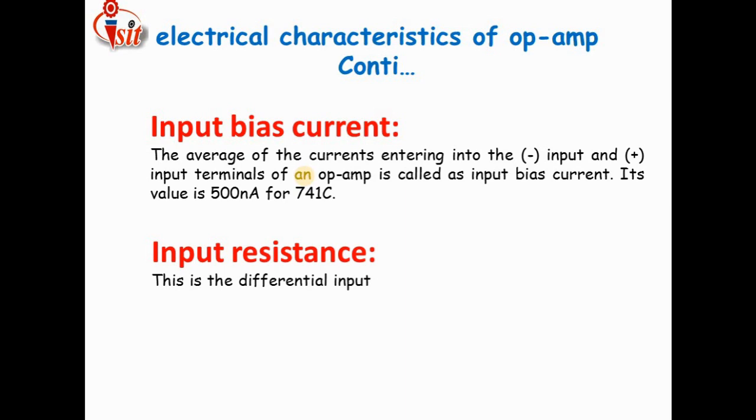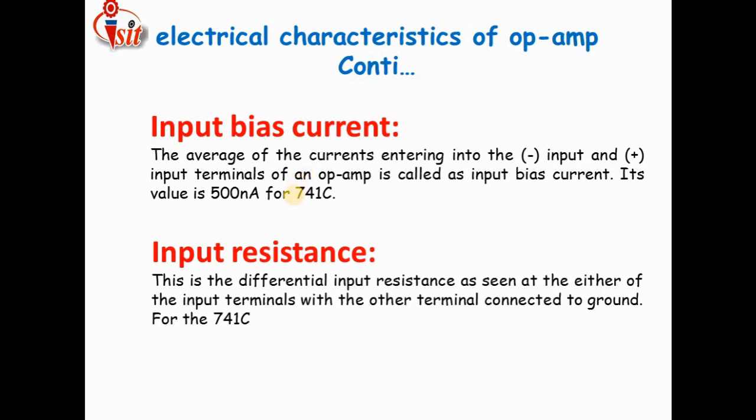Then the next electrical characteristic is input resistance. This is the differential input resistance as seen at either of the input terminals with the other terminal connected to the ground. For the 741C, the input resistance is 2 megaohm. It is very high.